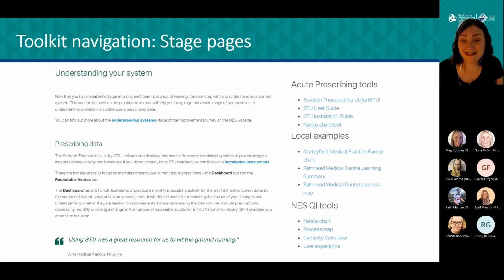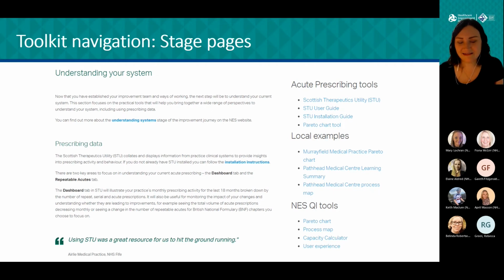Once you click on one of those stages, you'll land on a page that looks a bit like this. This is the one for understanding your system. And the main text gives you the information about what that stage involves, some tools, and other things that you might need to help you work through that step. There's also throughout the toolkit some quotes from our network teams. You see one in green there at the bottom.